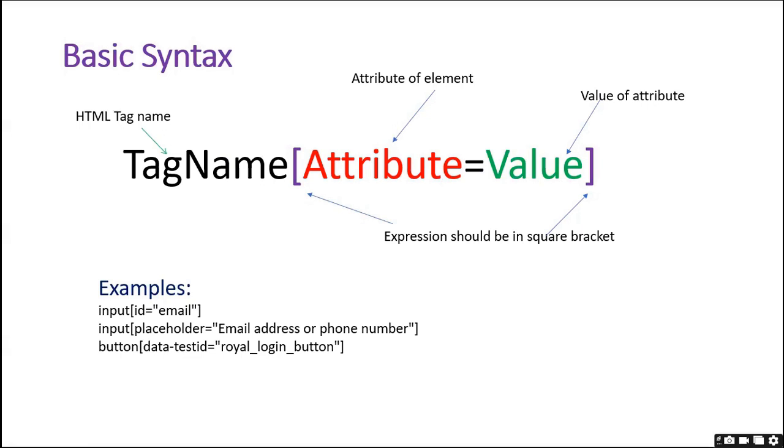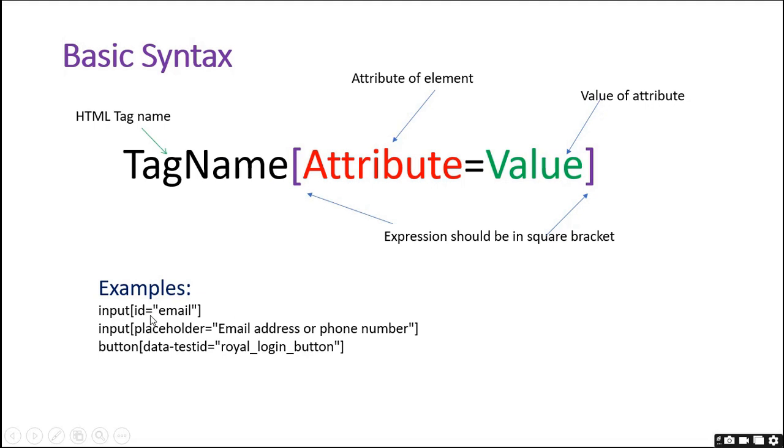Next, here you can see the basic syntax of the CSS selector. First, we need to give the tag name. Then in the square brackets, we put attribute equal to value. As an example, you can see input[id=email]. It means this will identify the input whose ID is email. In the next, I am using the placeholder attribute and its value. In the next, we have button data-test-id, and there is an ID, you can see the royal login button.